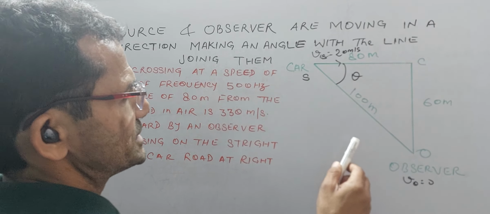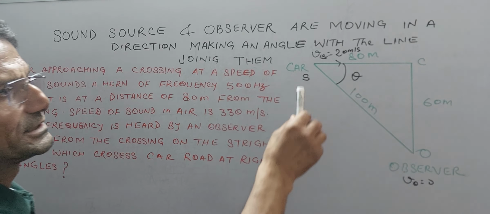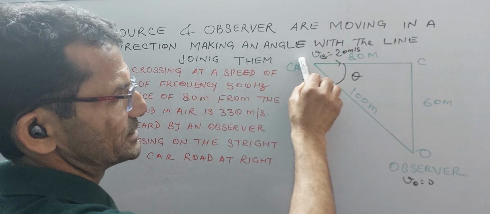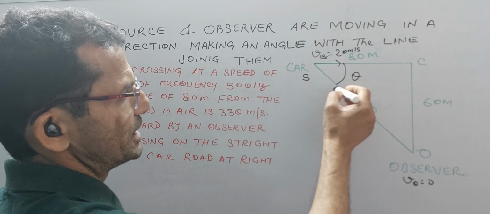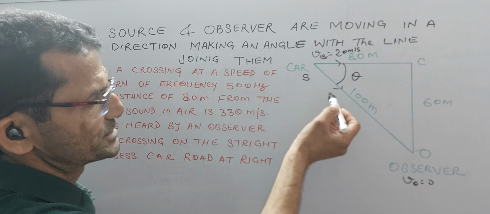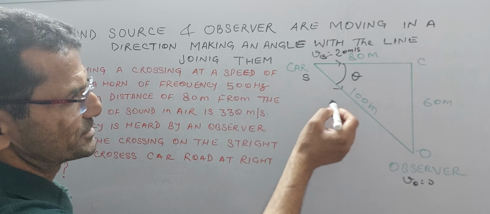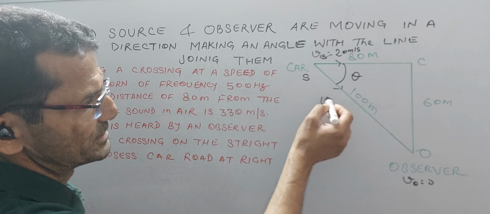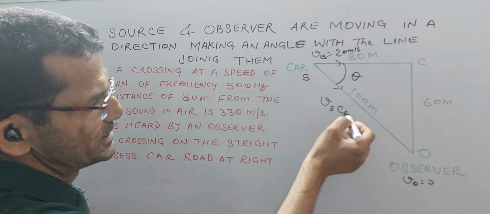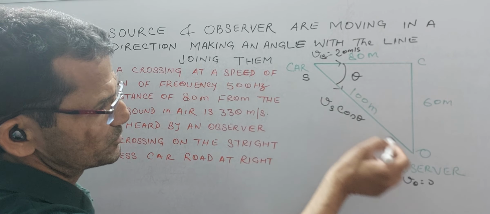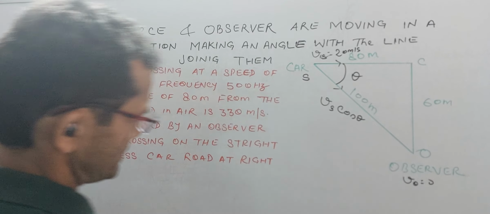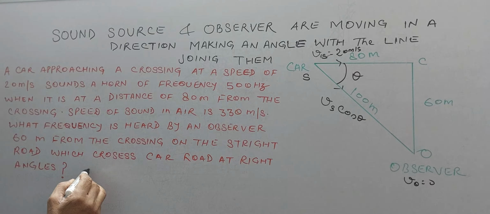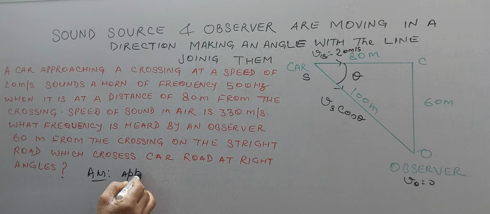Now we need to find the component of the source velocity along this line, which will be Vs cos theta. Vs is along the path, and Vs cos theta is along the line toward the observer. Since Vs cos theta is the component moving toward the observer, our apparent frequency will increase.